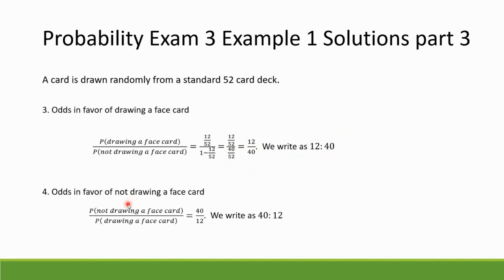And then what would the odds be in favor of not drawing a face card? It actually turns out to be just the odds in favor, but you invert it. You could go through this calculation again, but it just turns out to be 40 to 12. So these are the odds in favor of drawing a face card, and these are the odds in favor of not drawing a face card. Basically, you just interchange 40 and 12. But you could go through this calculation if you want. All right, any questions on that?